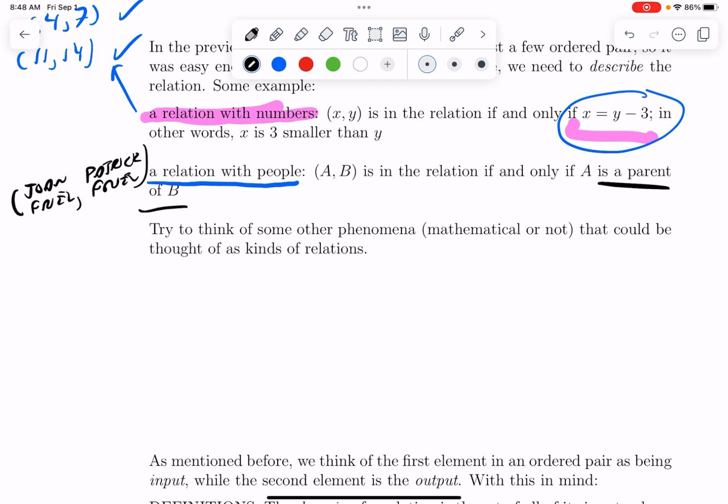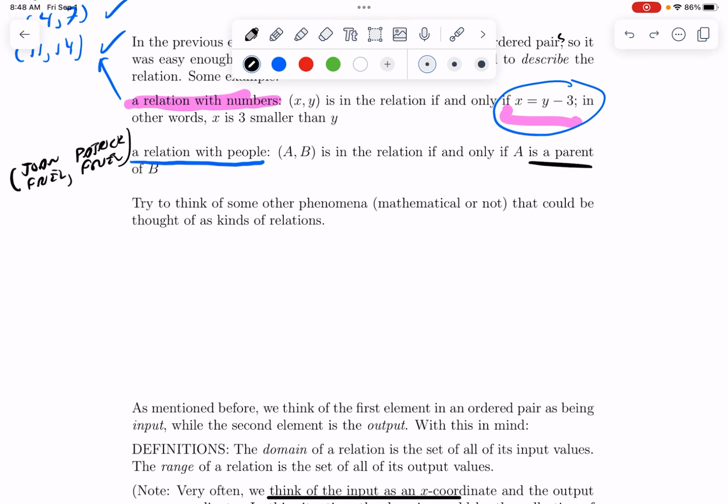And you can take a moment and just think of something that you could describe as a relation. Just a way of pairing things up or people up or objects up in a way that you can describe. There's so many examples. I'm not going to go through any right now. If you're doing this on your own and you're curious, check in with me. Probably you have a good example.